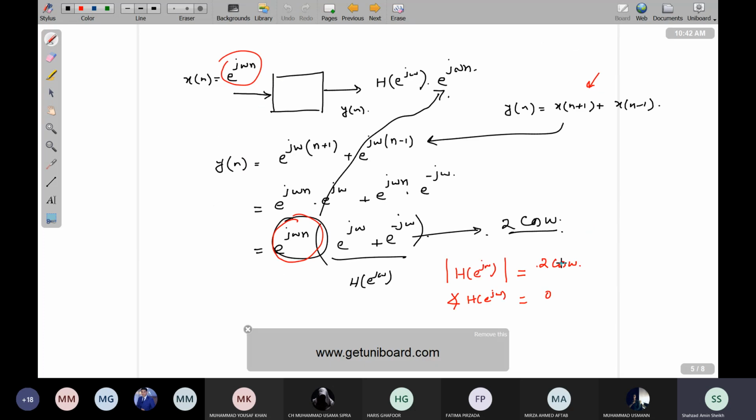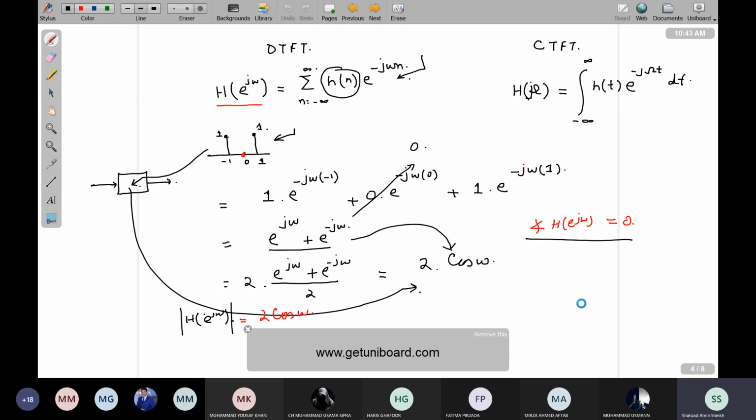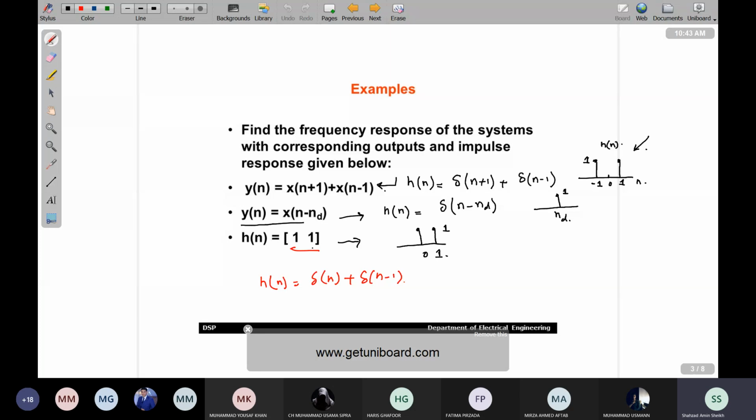Similarly, you can do the same thing in this way as well, by making x of n equal to e to the j omega n, as e to the j omega n is an eigenfunction for the LTI systems whose impulse response was given. So what is y of n? It was given as x of n plus 1 plus x of n minus 1, and you have just replaced n with n plus 1: e to the j omega n plus 1 plus e to the j omega n minus 1. You have reached the same solution, where your magnitude response is 2 cosine omega and your phase response is 0. Similarly, there was another example, a simple delay system.